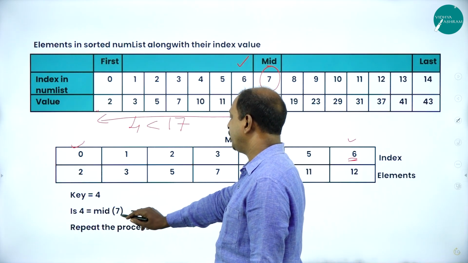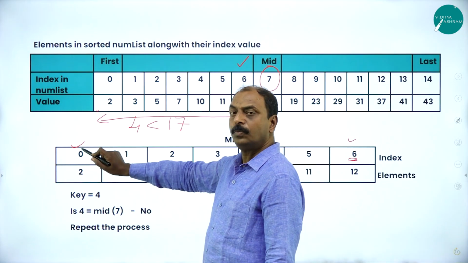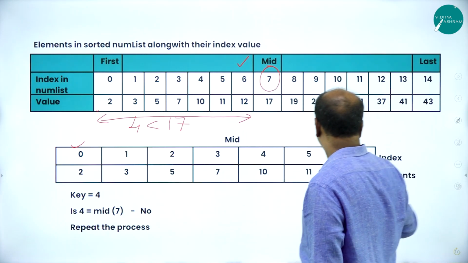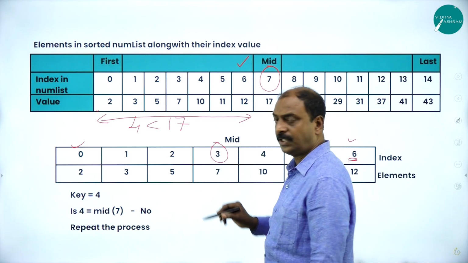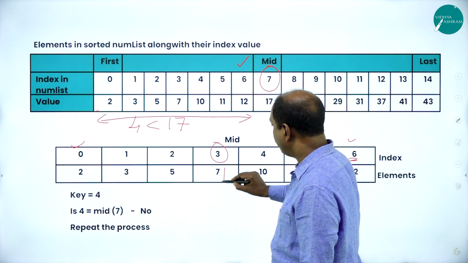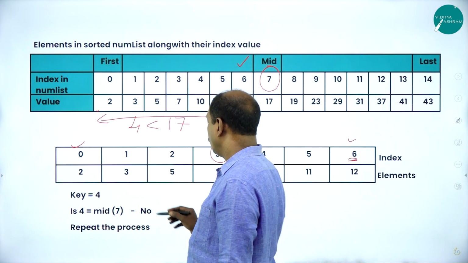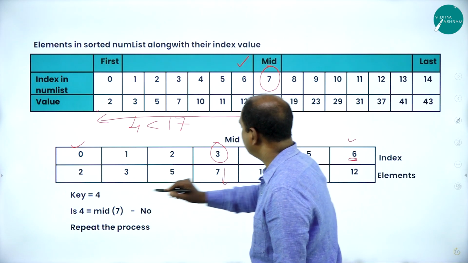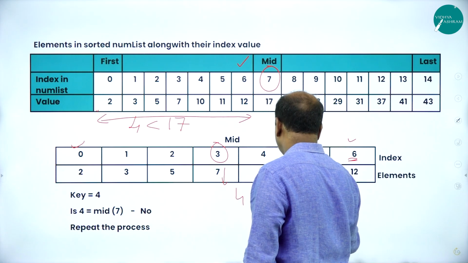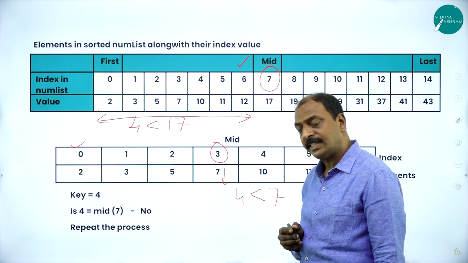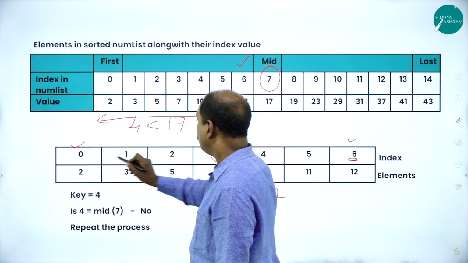Is 4 equal to the middle element, 7? So in this example, 0 and 6. 0 plus 6 equals 6, divided by 2, the quotient is 3. So the quotient is 3, index 3, and the element is 7. This is the middle element. So is 7 equal to 4? 4 is not equal to 7, and 4 is less than 7. If 4 is less than 7, we have to search the elements between 0, 1, 2.